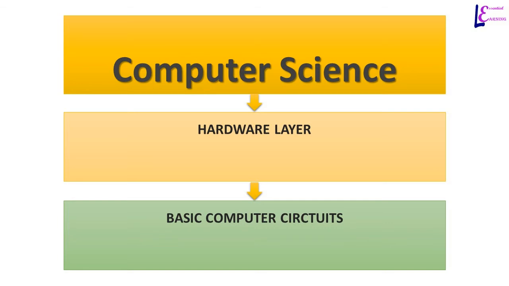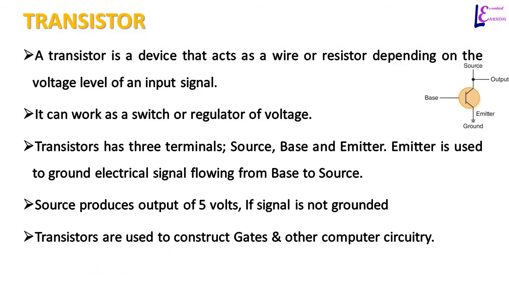Gates themselves are built from transistors. In first lecture, we learned that second generation of computers began with invention of transistor. A transistor is a device that acts as a wire. That means it can allow current to flow, or as a resistor. That means it can block the flow of current as well. This property of transistor that allow the current to flow or block it makes it work like a switch. It can also reduce the amount of voltage or increase it, which makes it regulator of voltage or amplifier.